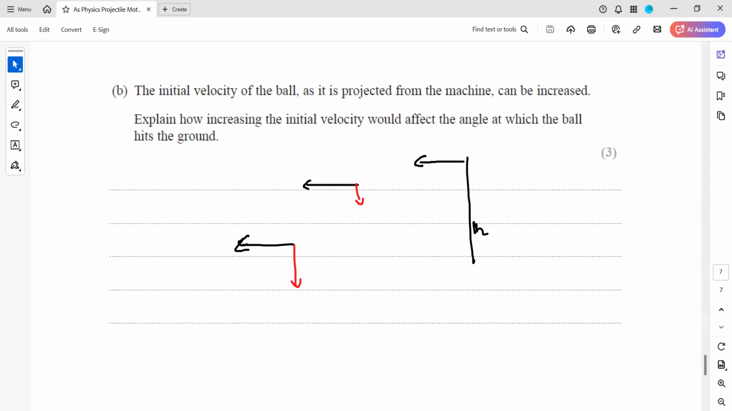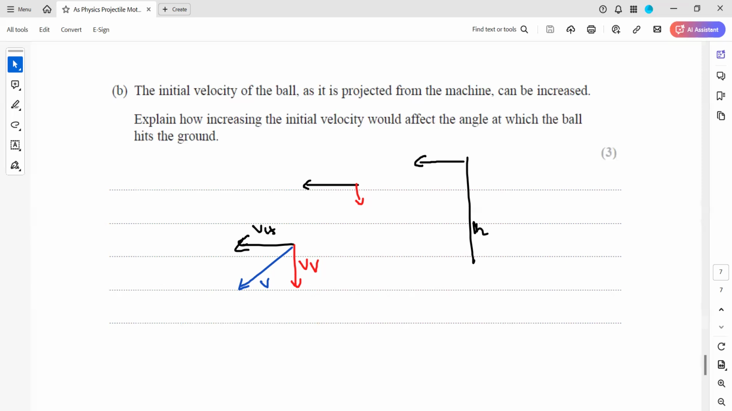And v is the velocity at which it hits the ground. This velocity will have two components, the horizontal and the vertical. Now the question is, what will be the effect on the angle if we increase the horizontal component? The vertical component does not change because it depends on the height from which the object is being dropped. If the height remains the same, the vertical component does not change.